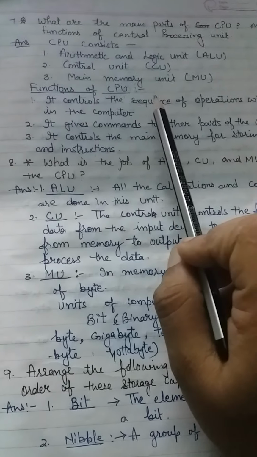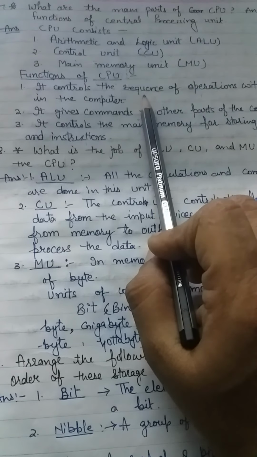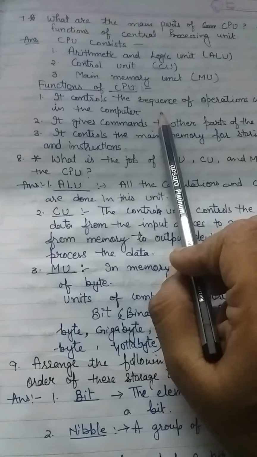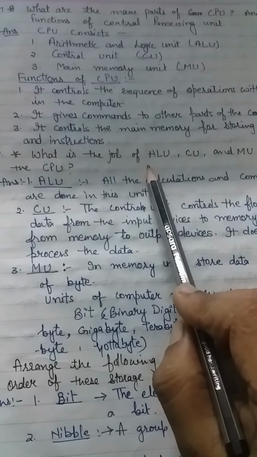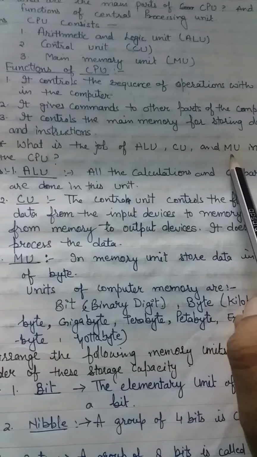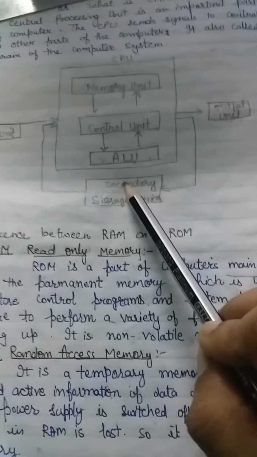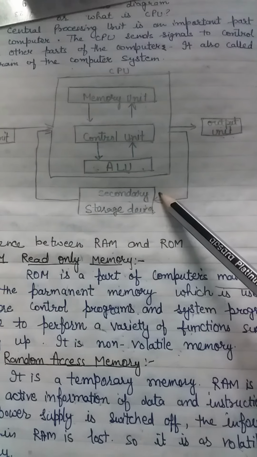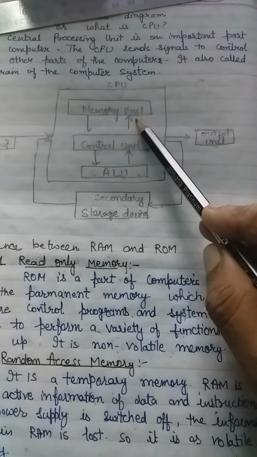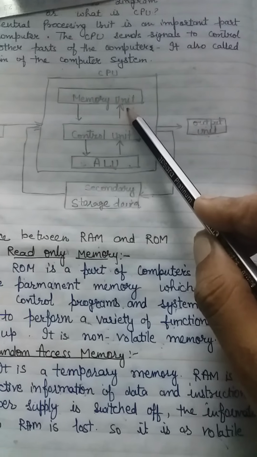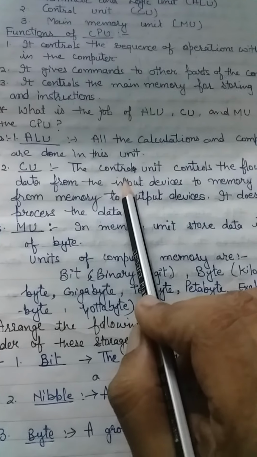It is the important part of the computer system, also called the processing unit. Now the next question arises: what are the jobs of the ALU, CU and MU? When I explained the topic, there was a diagram that explained the function of the ALU, the function of the CU, and the function of the memory unit. But now we read and understand the topic in detail.